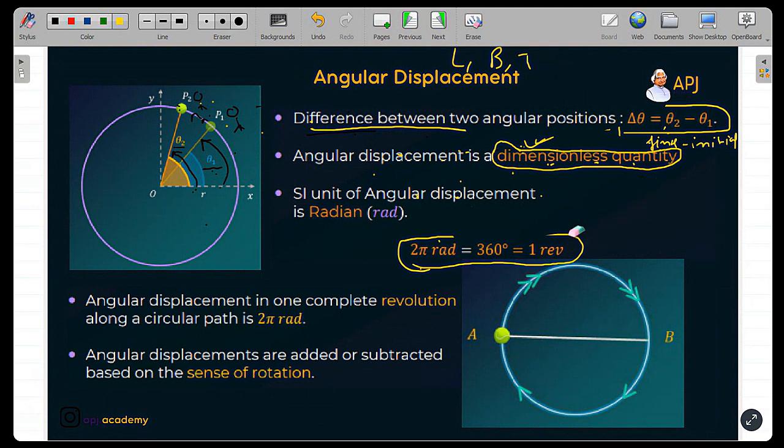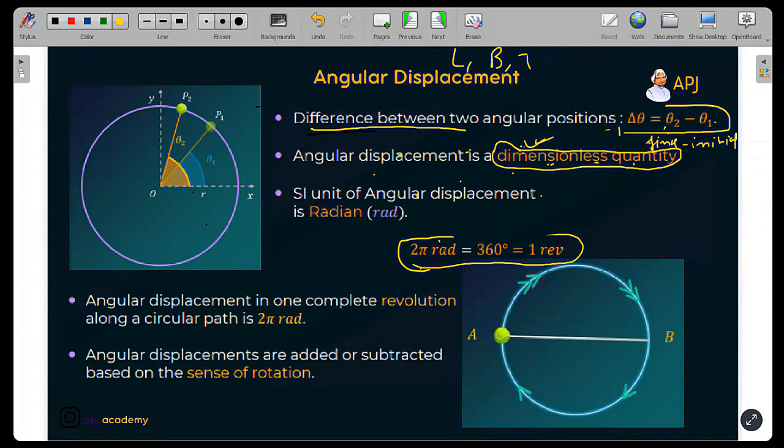Apart from this, what's the next point? Angular displacement is one complete revolution along the circular path. Okay, agreed. Look, what are they saying?